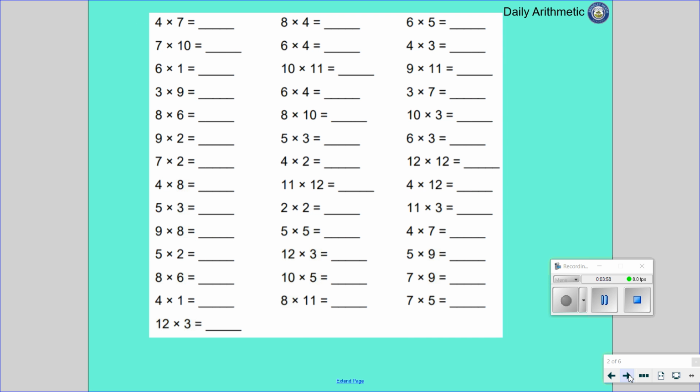Okay, over into our daily times table practice then. You know the drill. Give yourself 1 minute to have a go at the times tables on the screen, and then we will continue with our lesson.